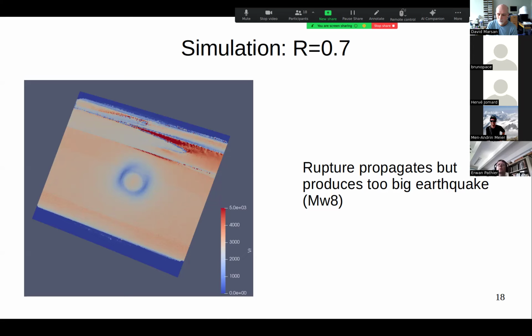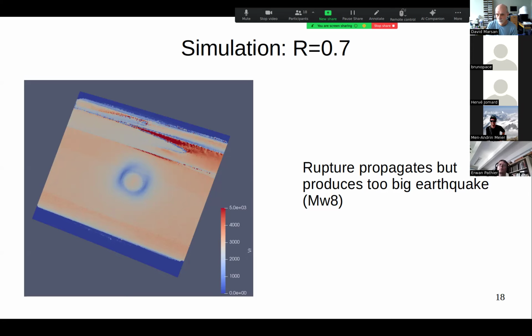So the rupture propagates, but it produces an earthquake that is too big, because we wanted to model something near reality. At L'Aquila town, the last earthquake was around 6 or 6.5. So 8 is too big.